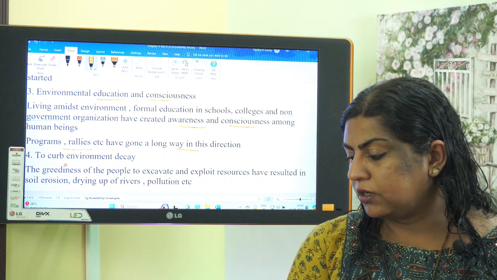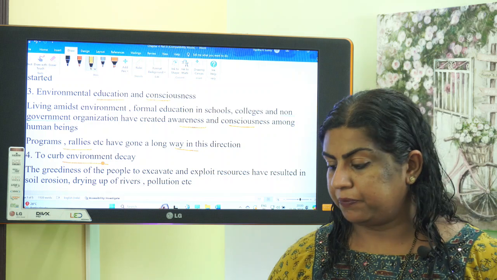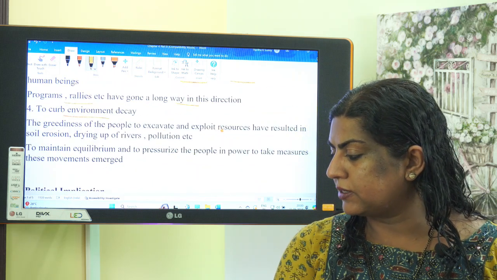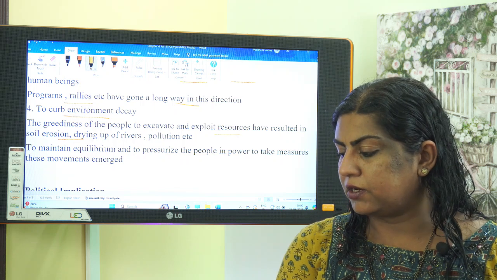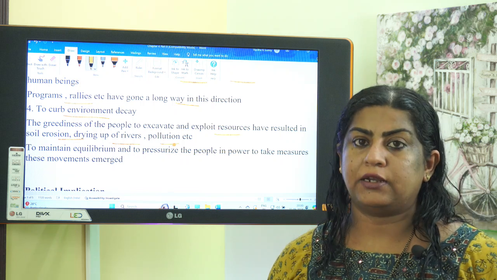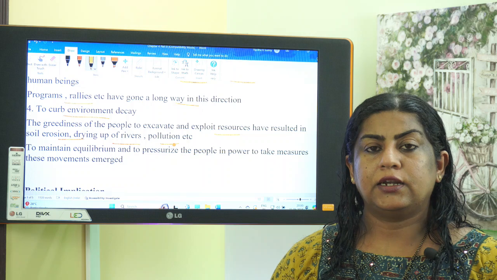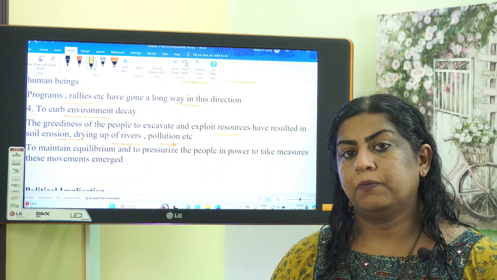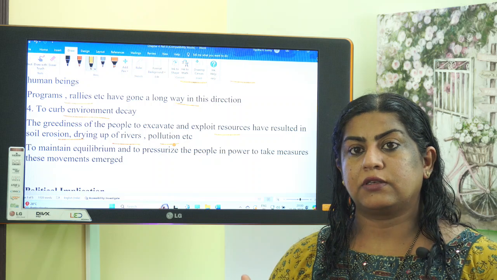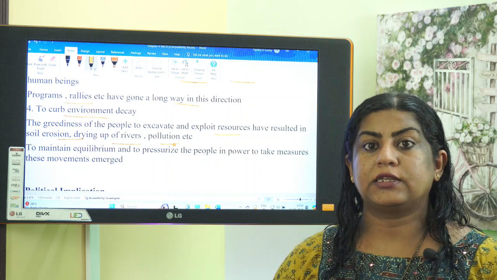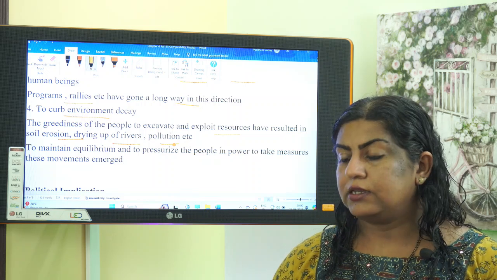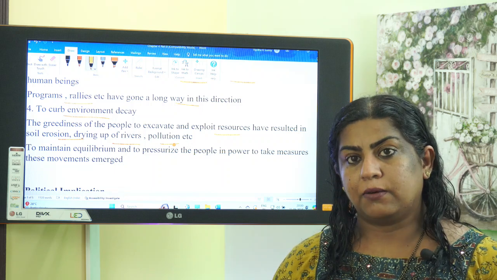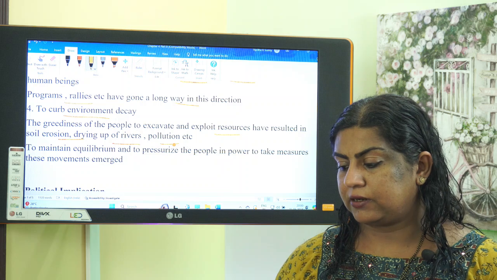Next one, to curb environmental decay. The greediness of people to excavate and exploit resources have resulted in soil erosion, drying up of rivers, pollution, etc. See, on the one side, people are greedy for development. So this has led to them using the resources more than what they need, that is exploitation of resources. This led to many negative effects like soil erosion, drying up of rivers, pollution, etc.